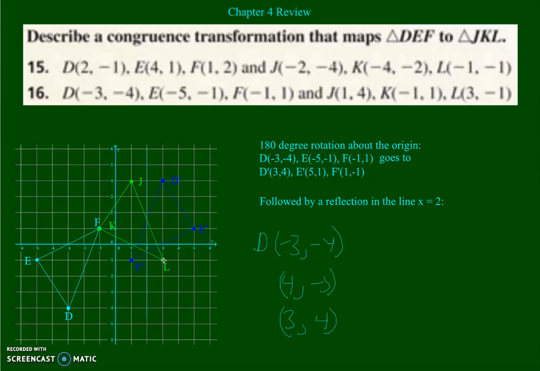So in conclusion, we can say that the congruence transformation that maps DEF to JKL is a 180 degree rotation about the origin, followed by a reflection in the line x equals 2. And now we move on to problem 17.